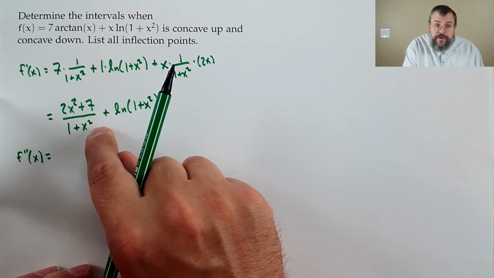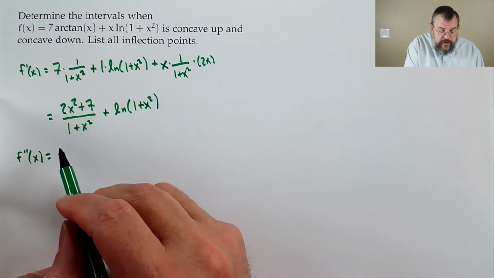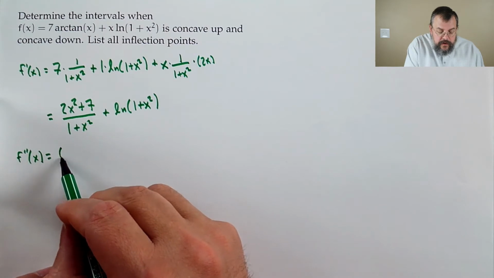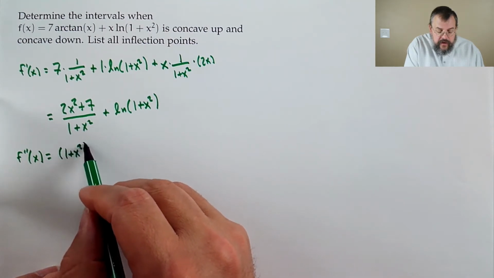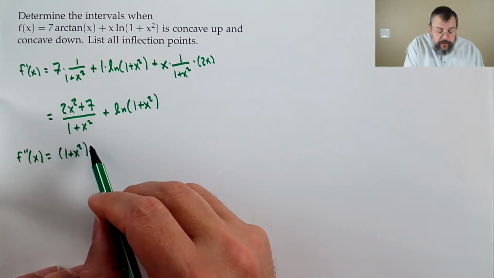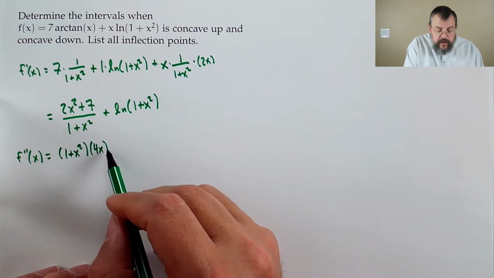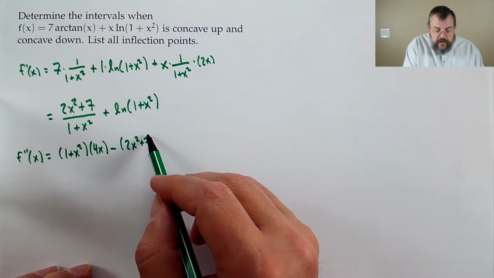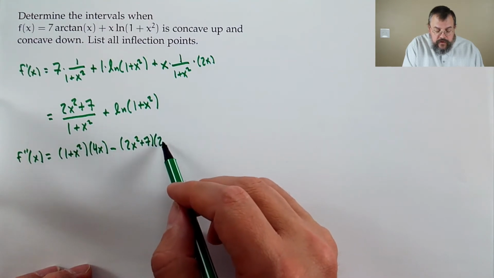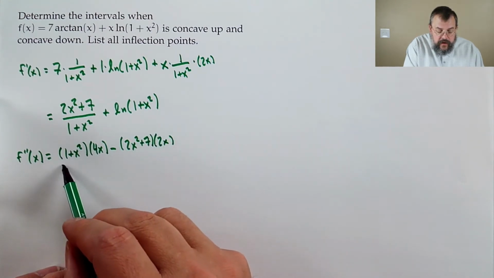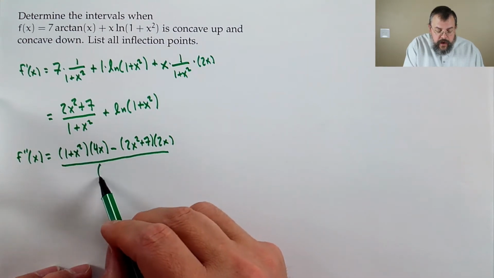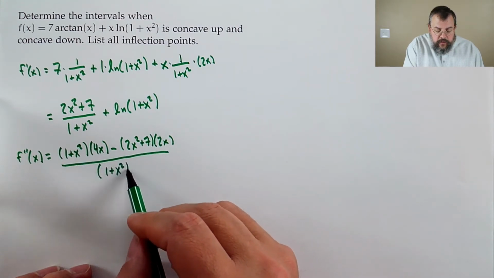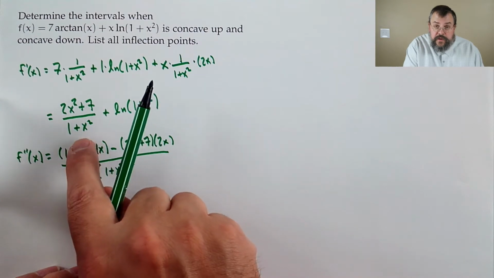All right, now we're ready for our second derivative, f double prime. So, we'll do a quotient rule here. So what do we need to do? We're going to take the bottom, 1 plus x squared, times the derivative of the top. Well, that would be 4x, minus the top, 2x squared plus 7, times the derivative of the bottom, 2x. And all of that over the bottom squared.